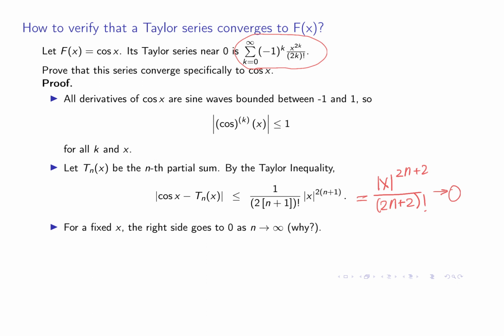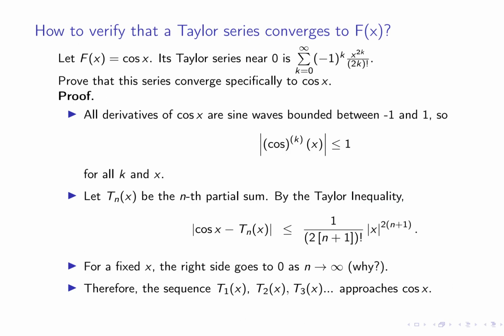Now we showed that the gap between cosine and the nth partial sum goes to 0 as n goes to infinity, and that's exactly what we were trying to prove. So the sequence of partial sums indeed approaches cosine x.